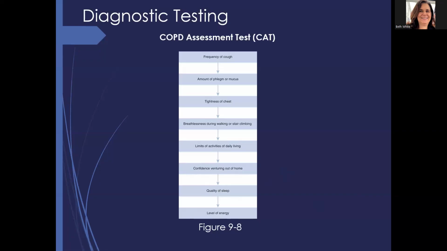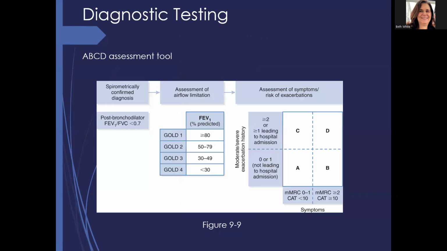The scores range from 0 to 40. And this COPD assessment test, or CAT score, gives you a way to track a patient and their perception of their disease. It is not objective in any way. It is purely the patient telling you how the disease is affecting their daily life.